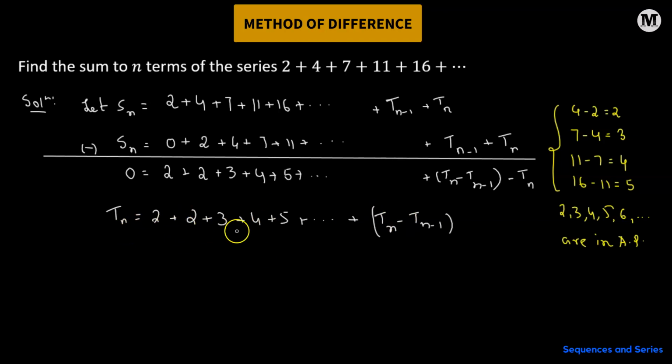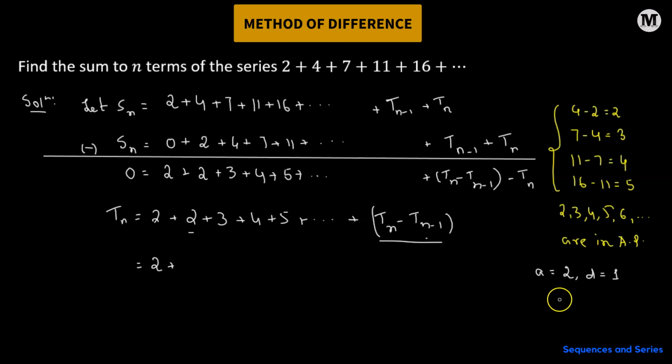Now we'll try to simplify this series. Simplifying means we'll try to find the general term. Here, let's keep the first term as it is, that's 2. Now from the second term onwards all the way up to the last term, Tn minus Tn minus 1, this particular series is an arithmetic progression. That means it's an arithmetic series whose first term a equals 2. The common difference d is simply equal to 1.